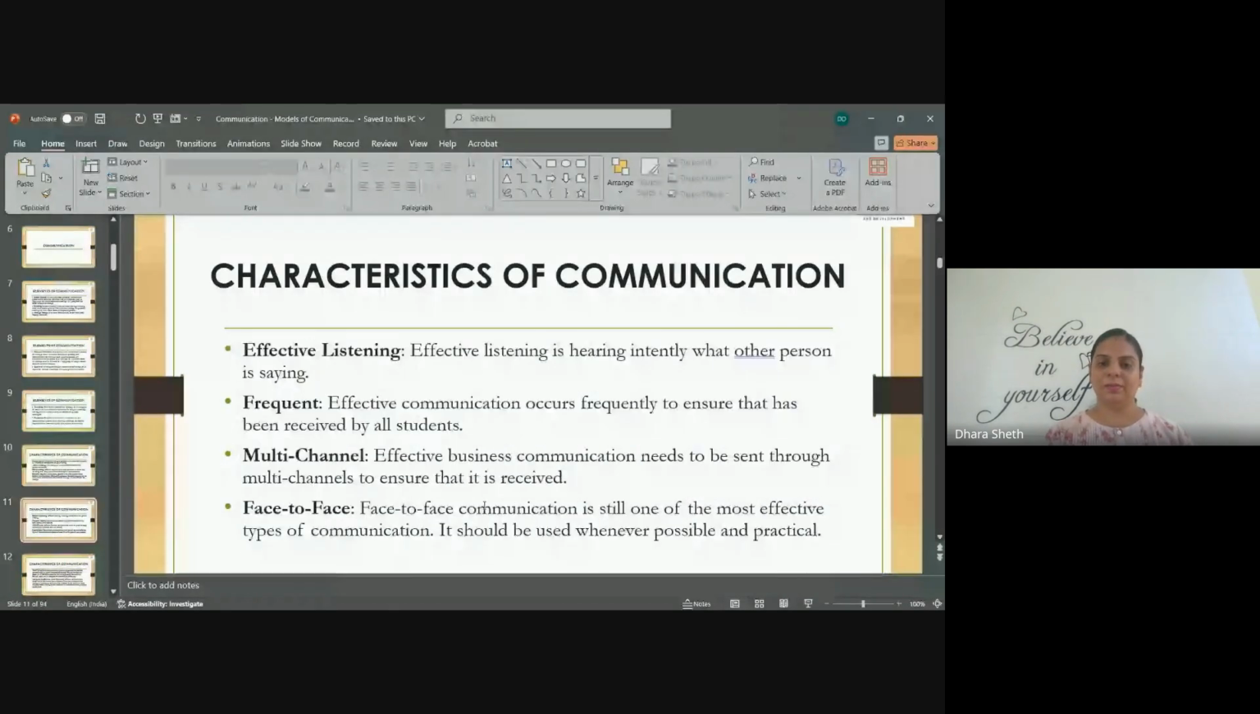Next, effective listening. When you are the receiver, you ought to listen effectively so that you can understand what the other person is saying. As a teacher, you need to listen effectively to students, and as a student, you need to listen effectively to the teacher. Frequent: effective communication occurs frequently to ensure that it has been received by all the students. Multi-channel: business communication needs to be sent through multiple channels to ensure that it is received.